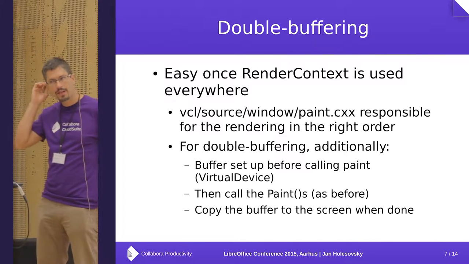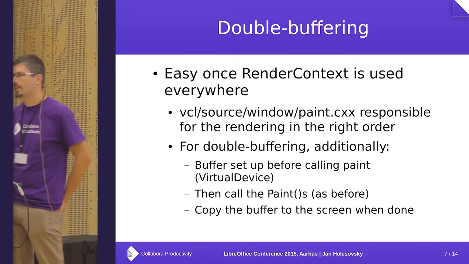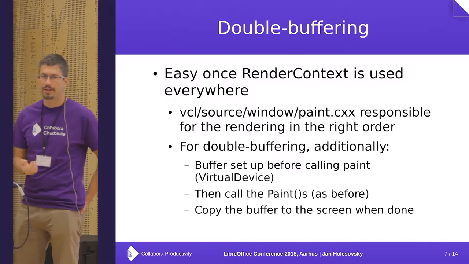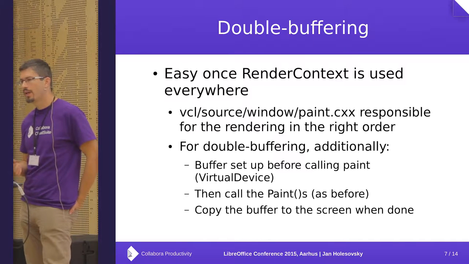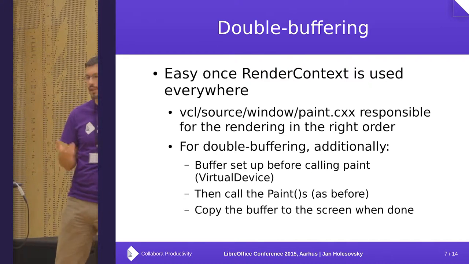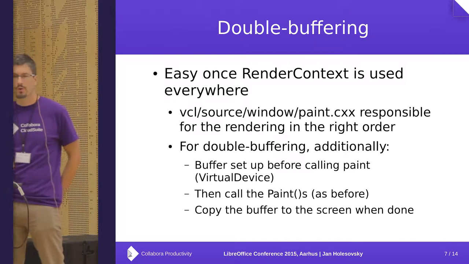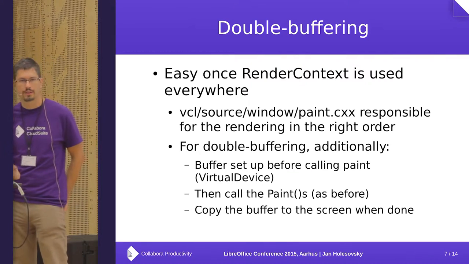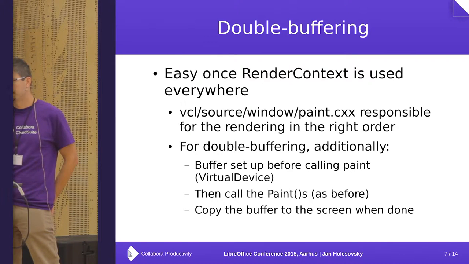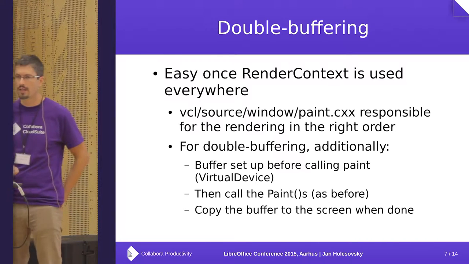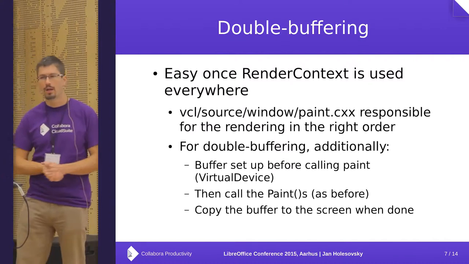And how does it fit the double buffering? Double buffering is what we want to achieve here, which means that the content is not drawn directly on the screen, but first drawn into a buffer that is then copied to the screen. This allows you to avoid flickering, for example, when you are resizing windows or when you are painting widgets that are hard to paint, where many operations need to be done in order to paint them.